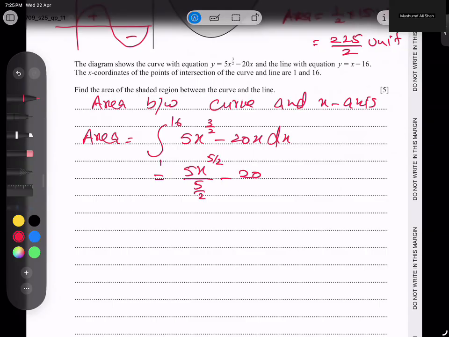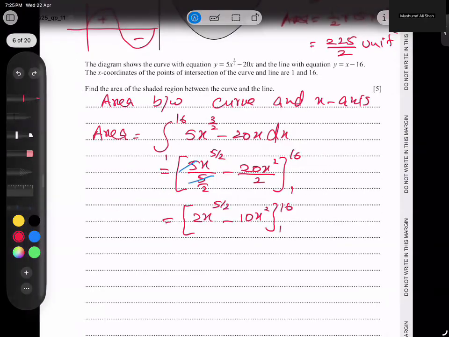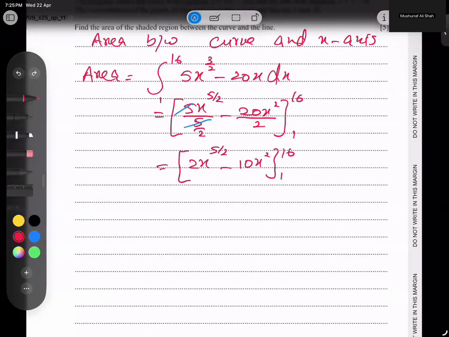And 20x becomes 20x squared, increase the power and divide by the same. So this 5 will cancel out and 2 will flip up. Flip means to go up. So what did I get, students? 2x to power 5 by 2 and minus 10x squared, from 1 to 16. So I'm getting this one up. Now I have to plug in the values carefully and get the answer.